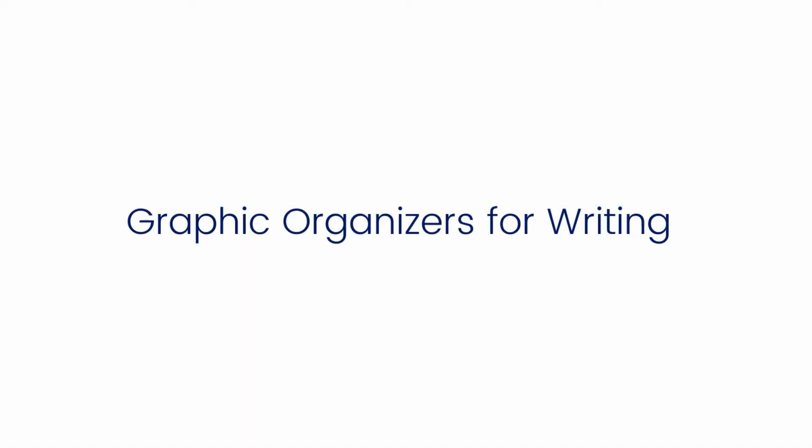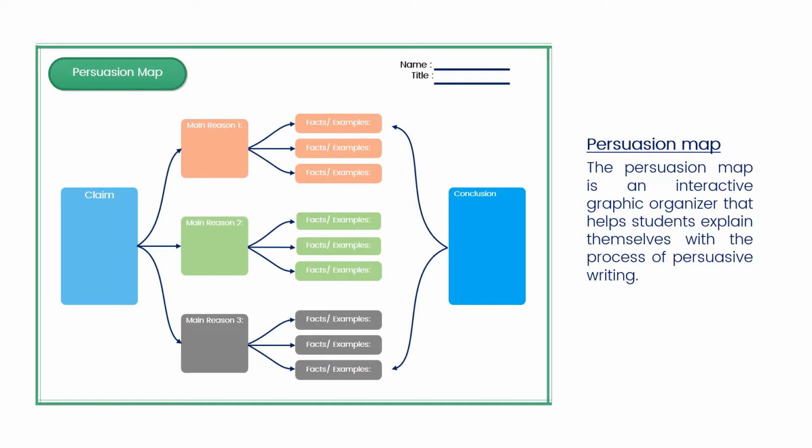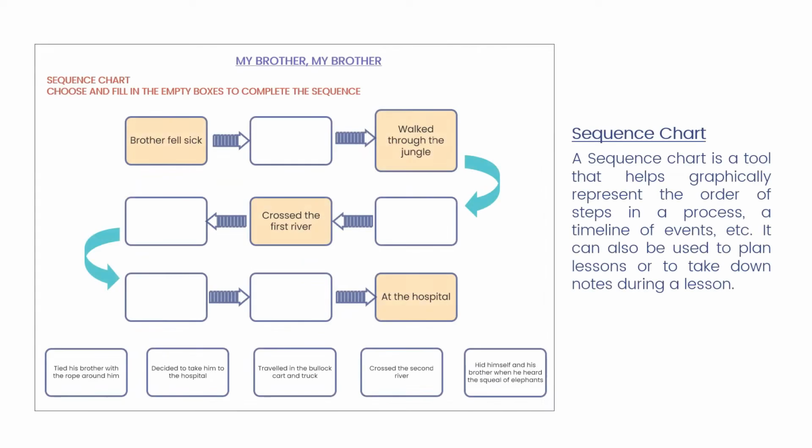Let's see a few different types of graphic organizers for writing. Persuasion map. The persuasion map is an interactive graphic organizer that helps students explain themselves with the process of persuasive writing. Sequence chart. A sequence chart is a tool that helps graphically represent the order of steps in a process, a timeline of events, etc. It can also be used to plan lessons or take down notes during a lesson.